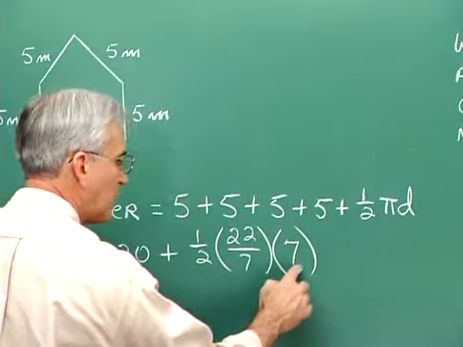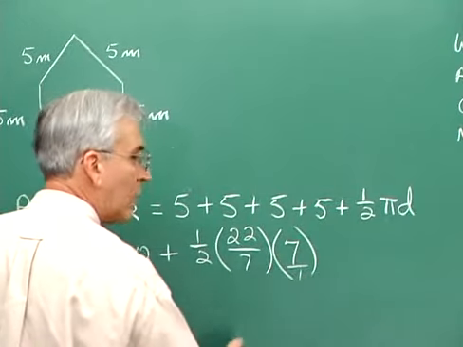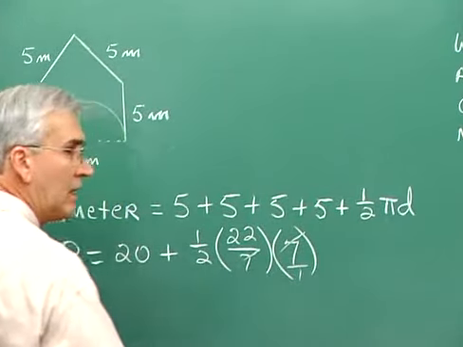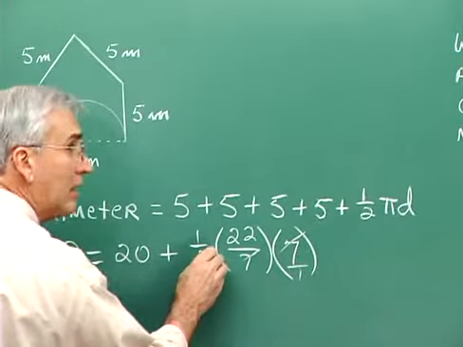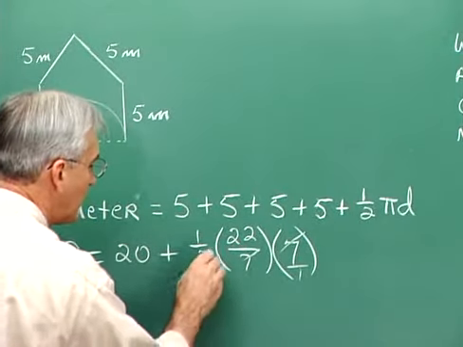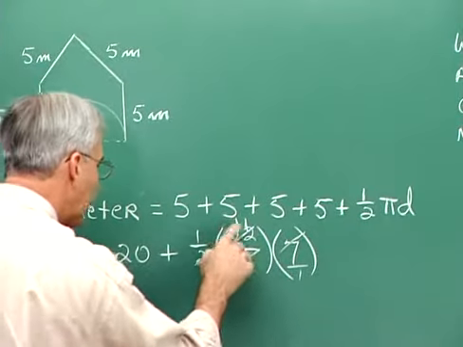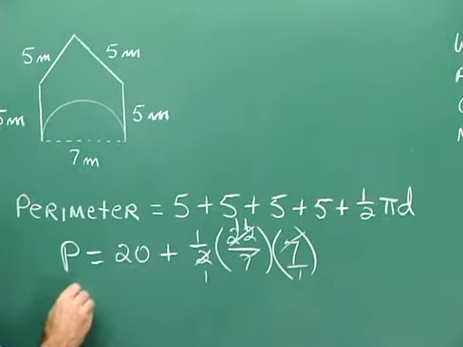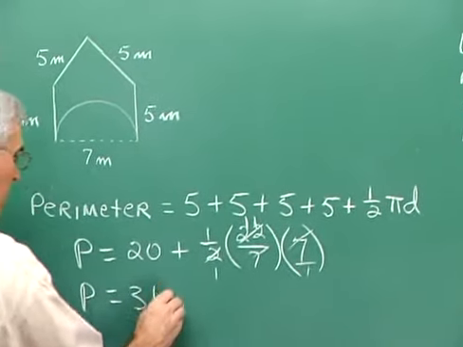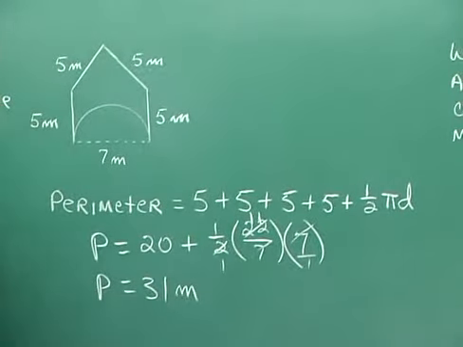This 7 can cancel with that one because after all this is 7 over understood 1. So those 7's can go out. And oh, happy day, we have another cancellation here with the 2, 2 into 2, 1, 2 into 22, 11. So we have 11 here plus 20, oh, that's 31. So the perimeter is 31 meters.